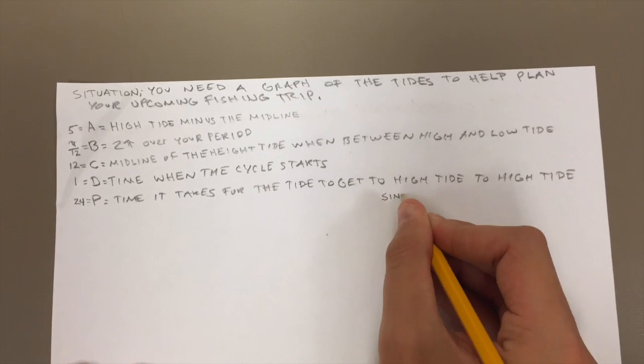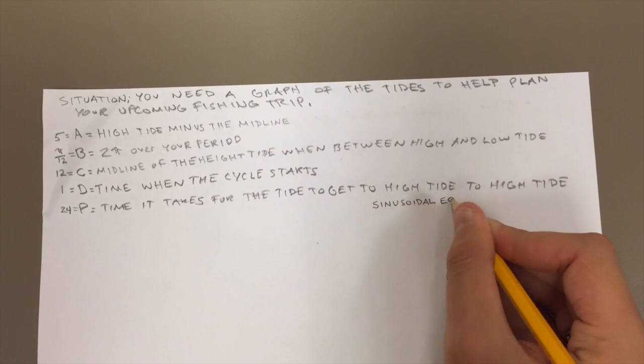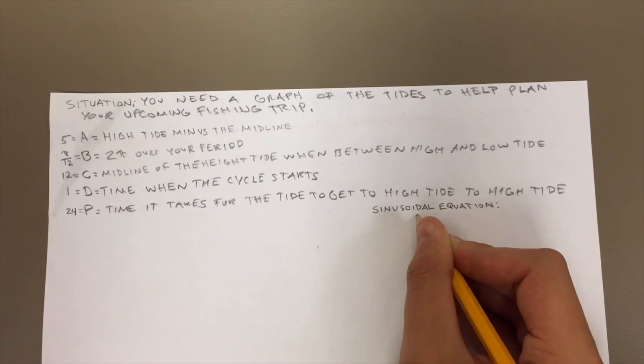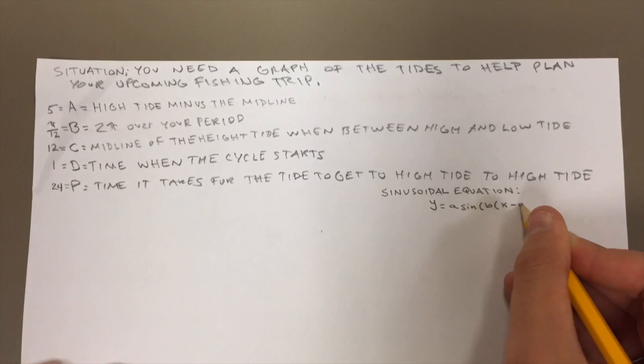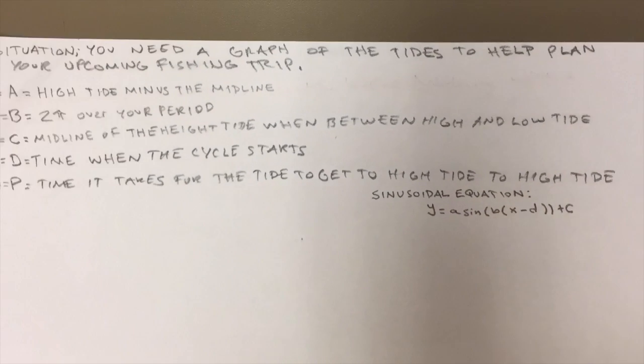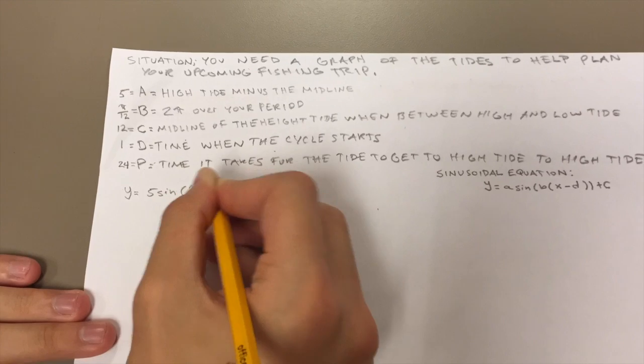Plugging these numbers into the following equation will give you the sinusoidal graph of the tides. Y equals A sine times B times x minus d plus c. This is what the equation looks like with the numbers plugged in.